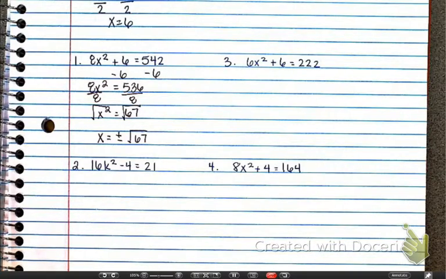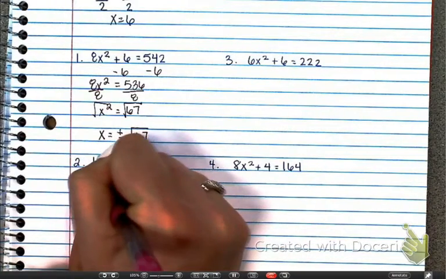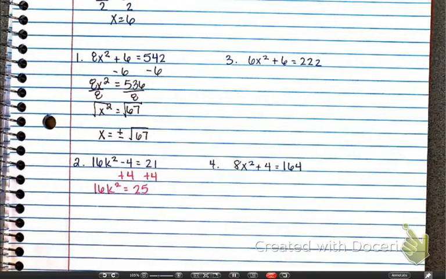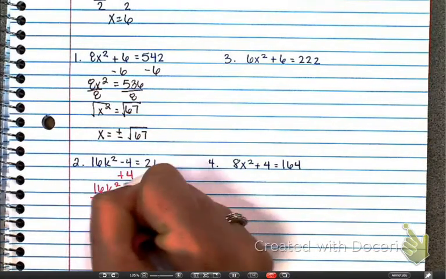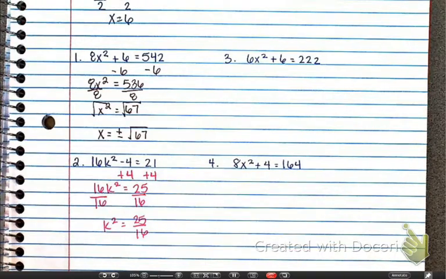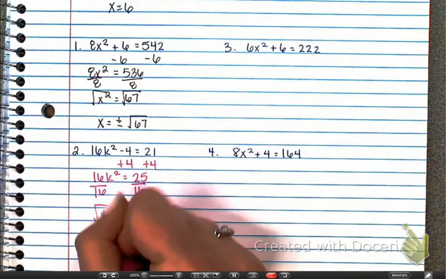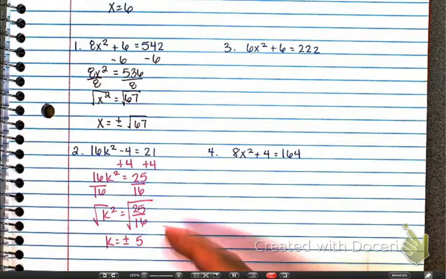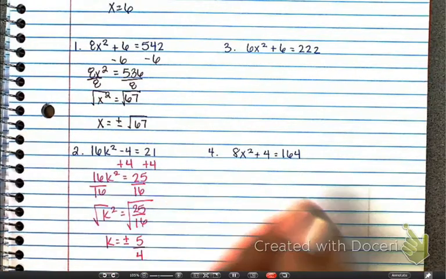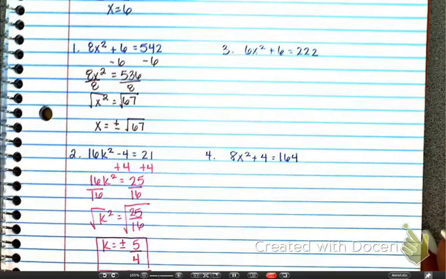Here we go. First one, I'm going to add 4 to both sides, giving me 16k squared equals 25. When I divide by 16, I now have a fraction, so k squared equals 25 over 16. That's not something I can simplify, so I'm going to take the square root. K equals plus or minus the square root of 25 is 5, the square root of 16 is 4. So you should have had plus or minus 4/5. 5/4, not 4/5, sorry, 5/4, which is what I wrote.